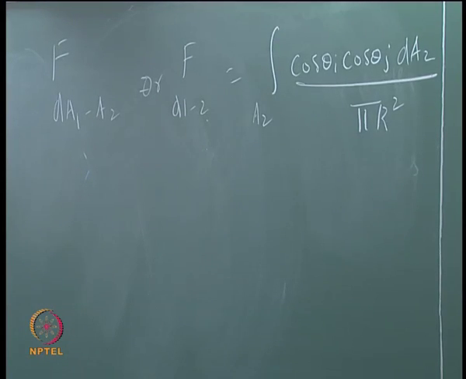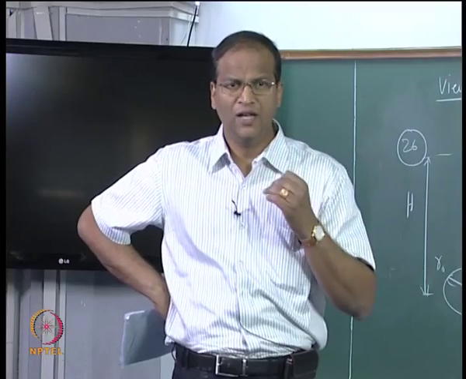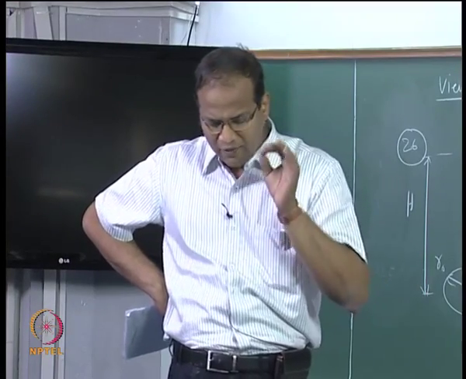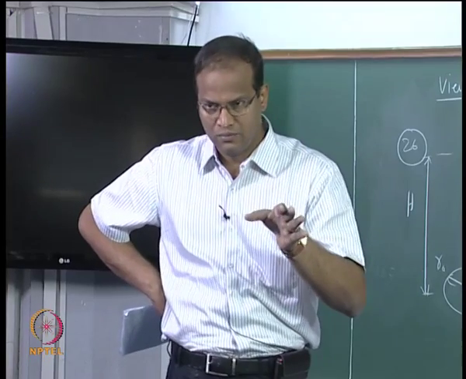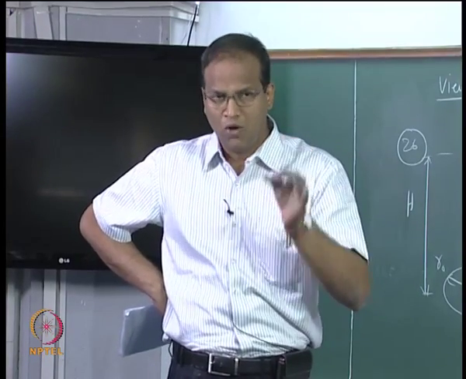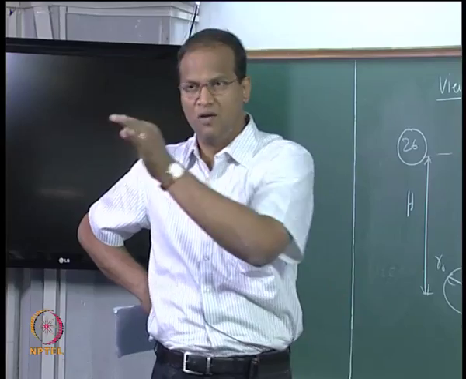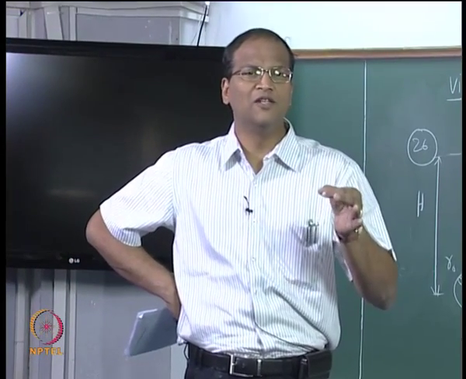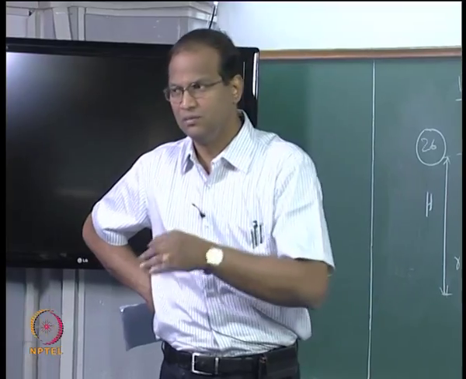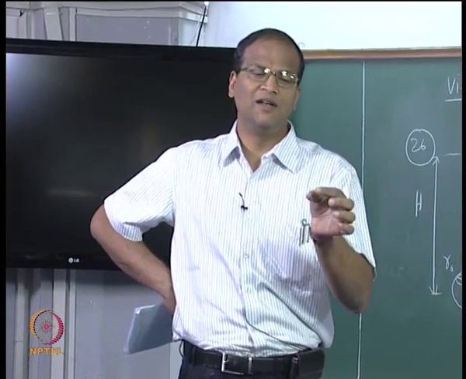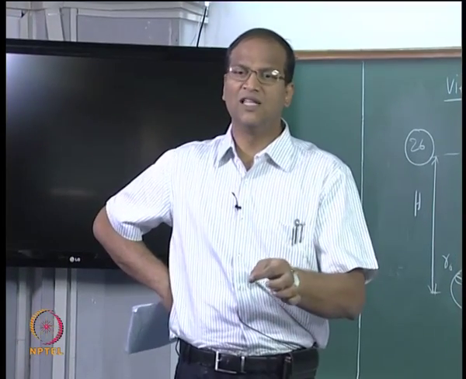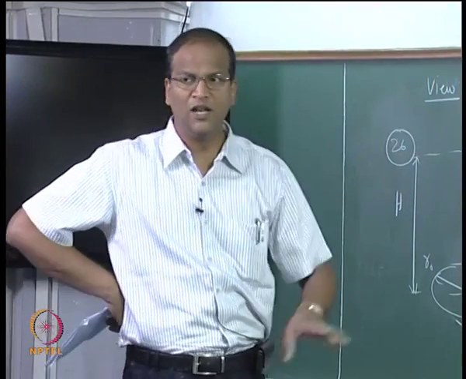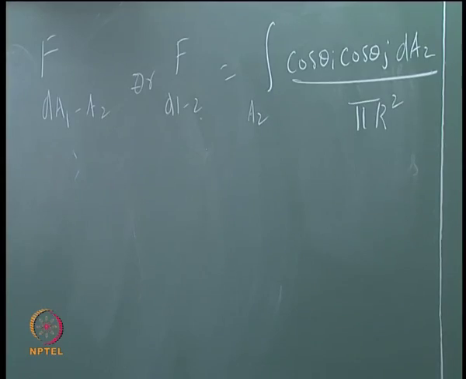Now you have to convert the problem very carefully into one in which the variable is small r. That small r can take a value from 0 to r naught. Therefore, first you have to take an infinitesimally small area on that disk. Take an element with a thickness of dr, so that area will be 2 pi r dr. Wherever dA2 is there, you can put 2 pi r dr.